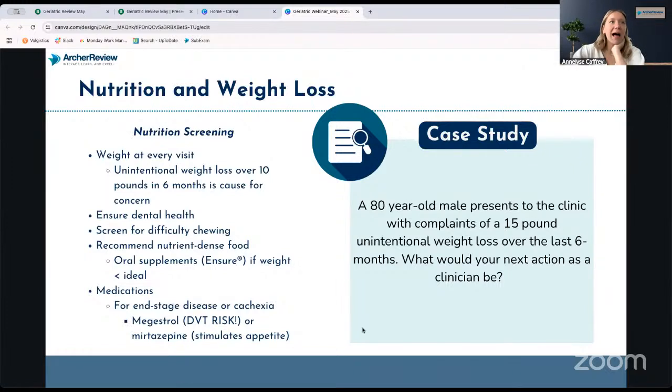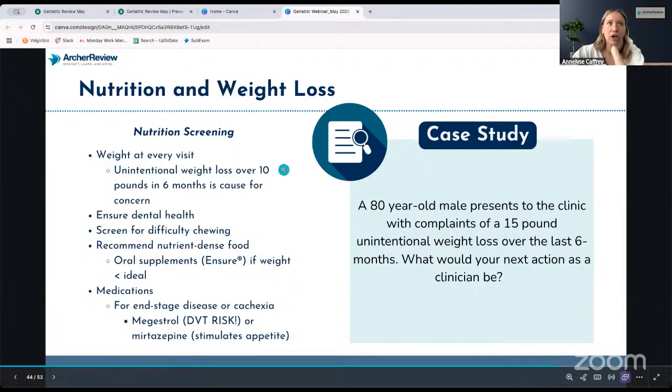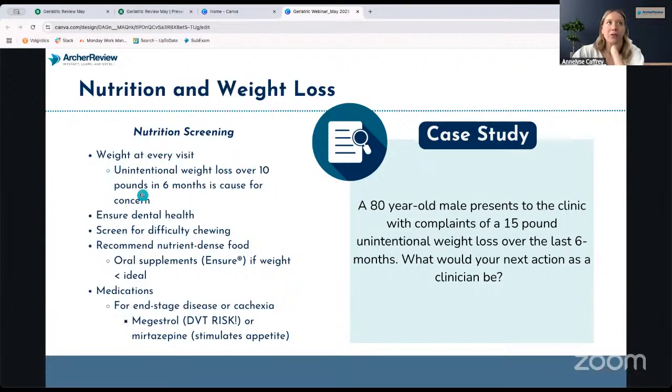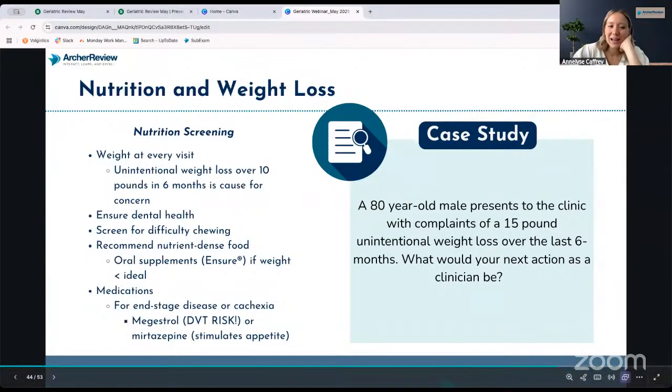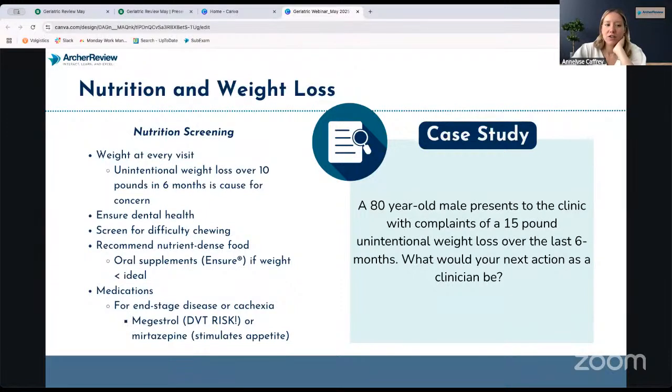So big red flag, you want to always check it, and you're looking for over 10 pounds in 6 months. That's what we consider to be nutrition frailty issues. Frailty is that other big thing you don't want to miss in older adults. So remember, make sure you're educating on drinking Ensures, making sure their weight is ideal.